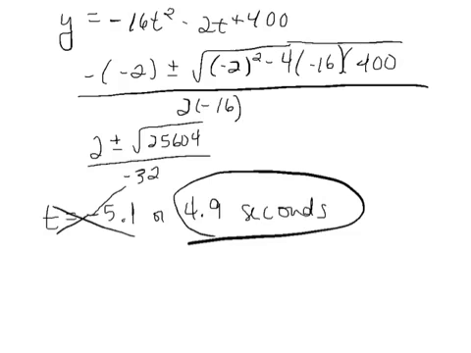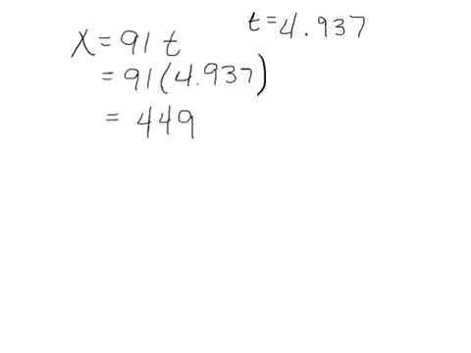Time can't be negative, so the time is about 4.9 seconds. Keep going. Okay, time was actually 4.937 seconds. I rounded, but let's keep the whole number there to try to all stay on the same page. So we have x equals 449 feet. The water is going to travel a horizontal distance of 449 feet. So the pilot should start releasing the water when the horizontal distance between the helicopter and the fire is 449 feet.